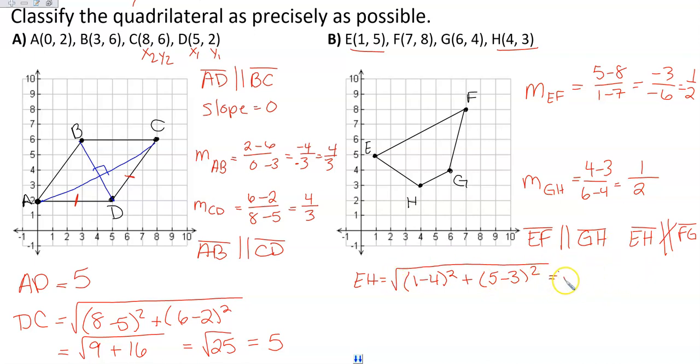All right, so that's going to give me the square root of 1 minus 4 is negative 3, squared is 9. 5 minus 3 is 2, squared is 4. So this is going to give me the square root of 13.